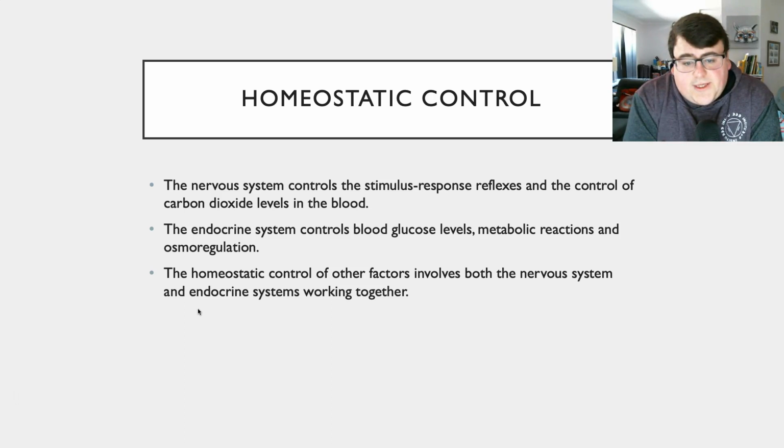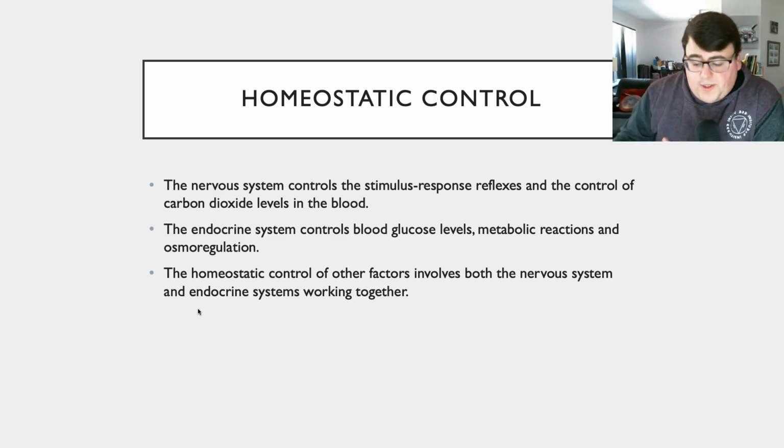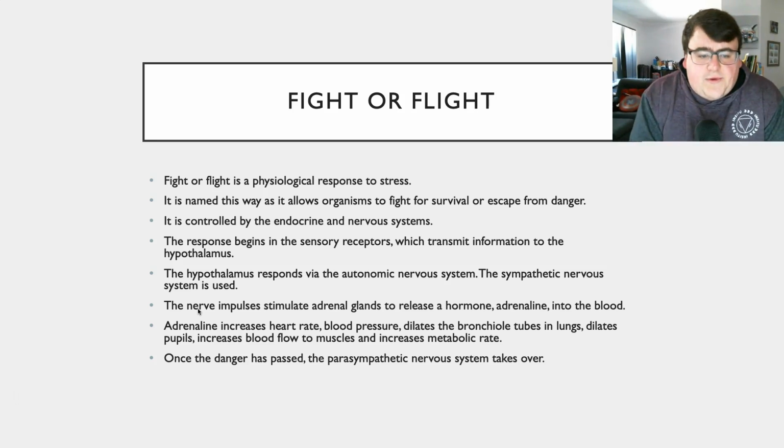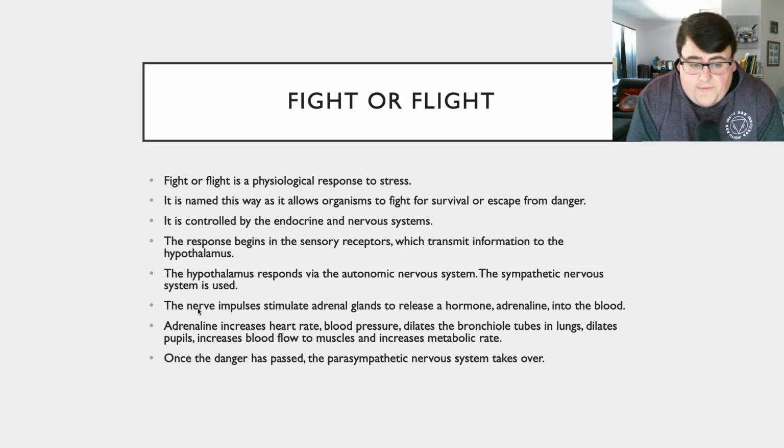Everything else that's part of homeostasis is controlled by both of those systems, the endocrine system and the nervous system, working together in order to create homeostasis in our bodies. A great example of that is the fight or flight situation. We talked about this a little bit when we talked about the sympathetic nervous system. Fight or flight is a physiological response to stress or fear. It's named that because it allows an organism to either fight for survival or escape from danger depending on the situation. And it's controlled by the endocrine and nervous system, which is why it's an important one to talk about, because it's both those systems working together.